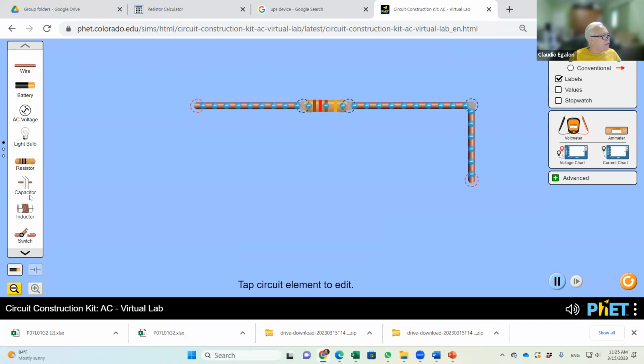And here you go. We have the wires. I can put my switch right in here to control the flow of the current. And I'm going to connect a battery to the circuit. A battery, here you go.